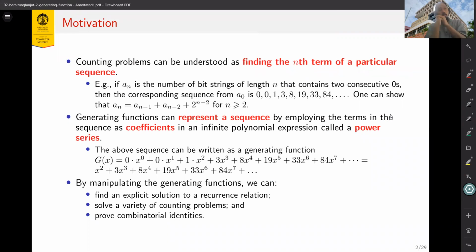But as we saw on Monday, for a lot of problems, it's very complicated to use those tools. And instead, we model the counting problems as a recurrence relation. So for example, here's an example.